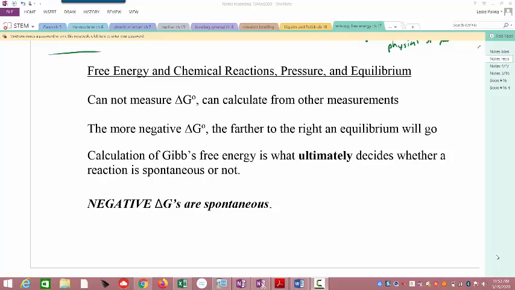Now we will relate that G, Gibbs free energy, to chemical reactions, pressure, and equilibrium. Since we can't directly measure delta G, we have to calculate it from other measurements. The more negative delta G, the farther to the right the equilibrium will go. Remember, negative delta G's are spontaneous.